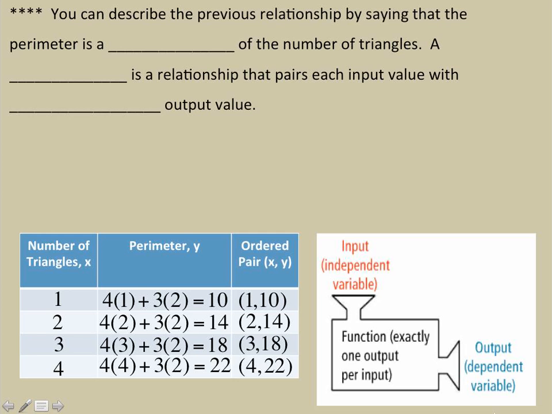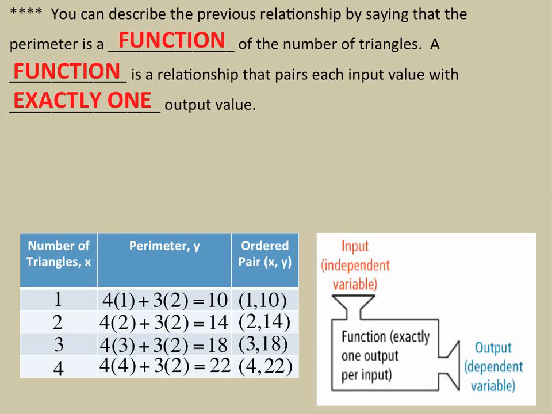Great. Okay. You can describe the previous relationship by saying that the perimeter is a function, meaning the perimeter changed based on the number of triangles. So it's a function of the number of triangles. A function is a relationship that pairs each input value with a unique, or exactly one, output value.